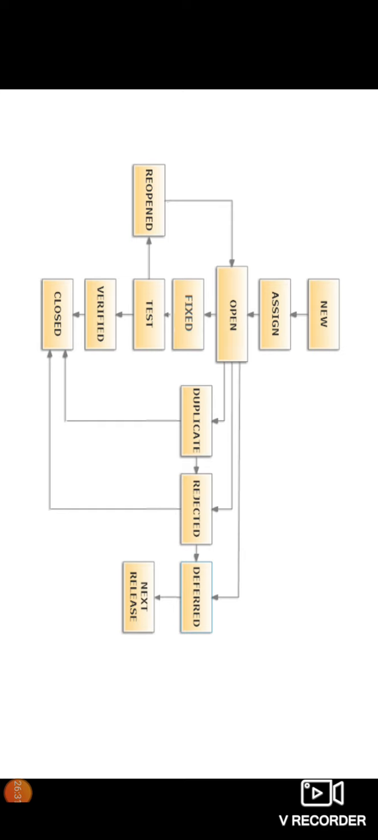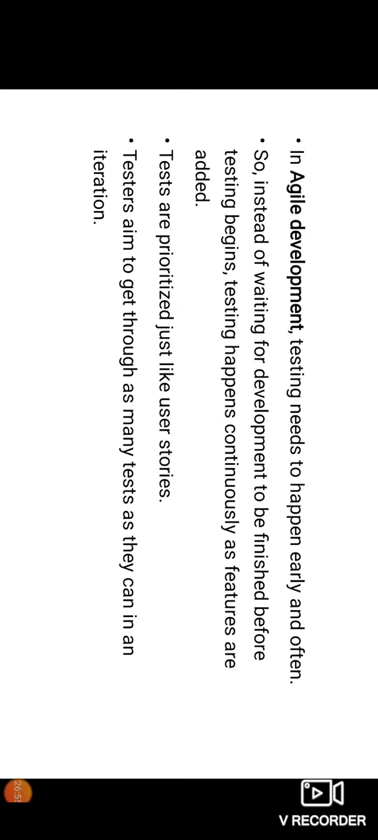Now these are the states, a diagrammatic representation of the states we have. So we have the new state, assigned, open, anything that is open can be reopened again, then fixed. Then from open I can go to duplicate, then rejected, deferred, then I can have next release, then test, verified, closed, etc. So these are the different states we have seen so far.